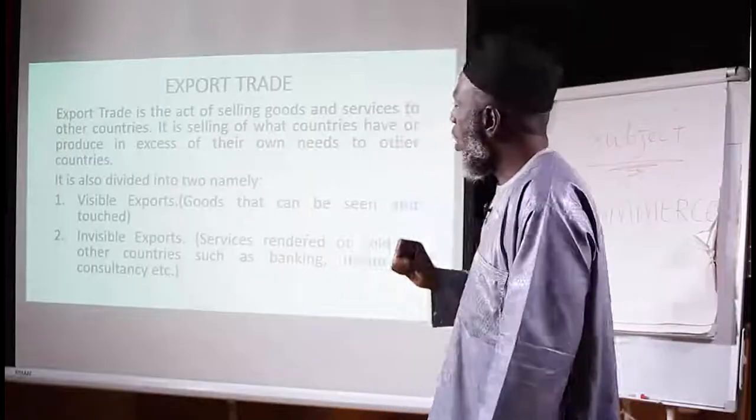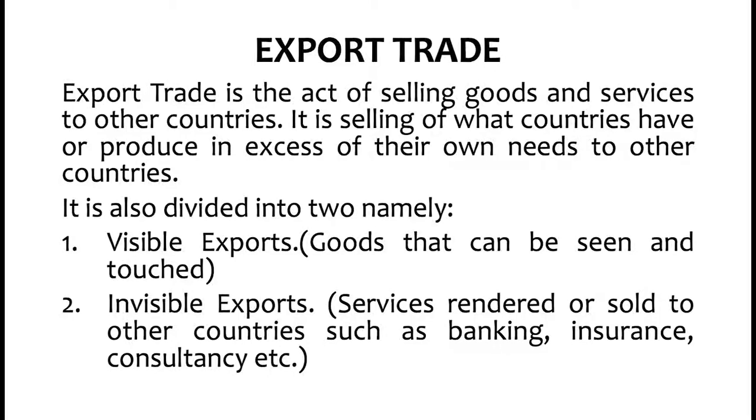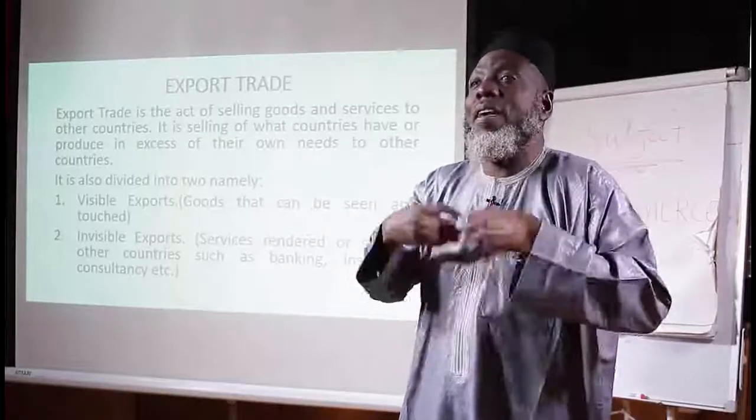Now we go to the second division, which is export trade. Export trade is the selling of goods and services to other countries. You sell out what you have in excess in terms of goods and services to other countries, like Nigeria can sell to Cameroon, can sell to Ghana, can sell to Niger, and so on and so forth. Goods and services that are in excess.